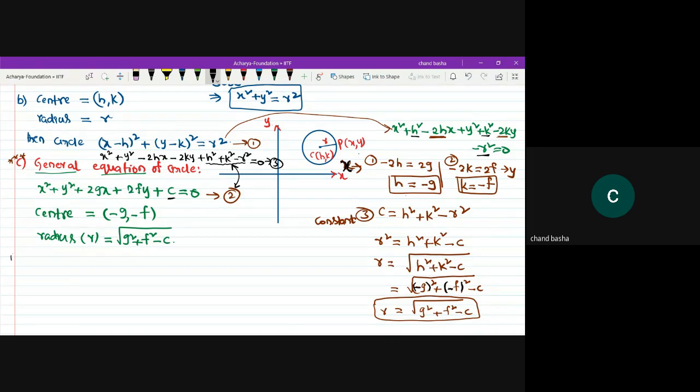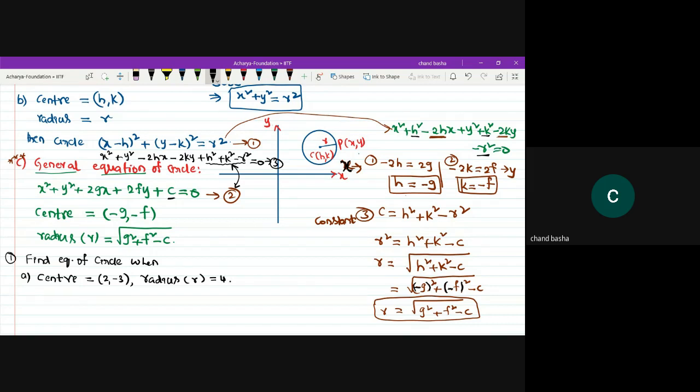I'll try to explain the problems related to this concept. Find the equation of the circle when the center is given as 2 comma minus 3 and the radius is given as r is equal to 4 units.